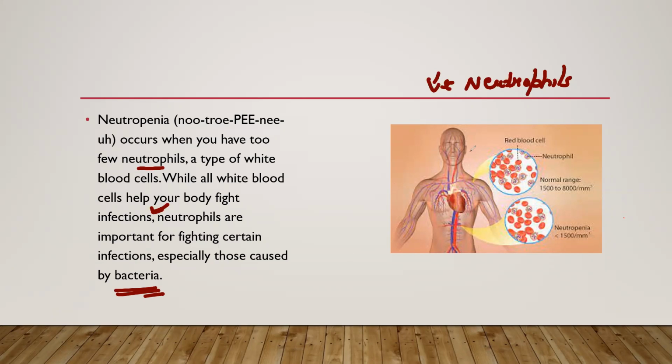With the help of this diagram, you can see the RBCs and neutrophils. Here is the normal range, and the decreased range is less than 1500. That is the condition called neutropenia, meaning a decreased amount of neutrophils in our body. So which kind of measures should the RN use in the protective isolation for the client having neutropenia with leukemia?